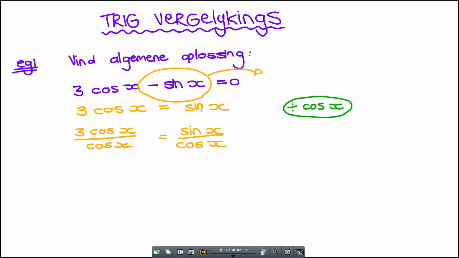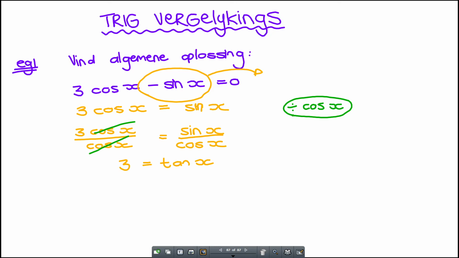Okay, and now what's going to happen is these are going to cancel out. So can you see I only have the 3 left on that side, and then sin x over cos x is the same as tan x. So jy kan hom nou andersom gaan skryf, tan x is gelyk aan 3. And now it looks like a normal general equation. Okay, what would then have been my next step?